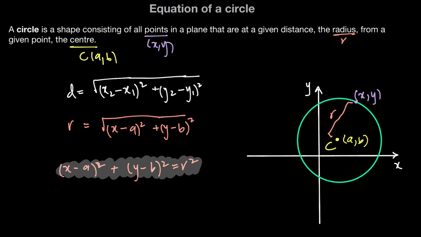The equation of a circle where x comma y represent any point on the circle. A comma b represents the center point of the circle, and the distance from the center point to any point on the circle is represented by the letter r, which is the radius.